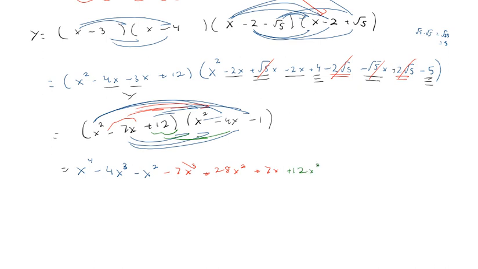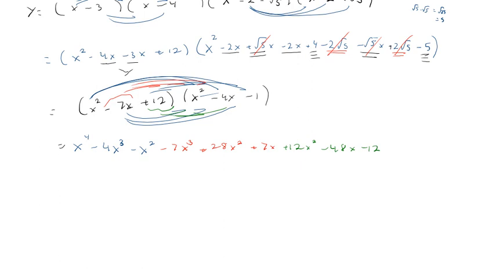I got x squared. I got an x squared. I got another x squared. Let's see. 28 plus 12 is 40. Minus 1, that'll be plus 39x squared. I got a 7x. And I got a negative 48x. 48 minus 7 is negative 41x. And then my minus 12 is all by itself. Whew. There we go, everybody.